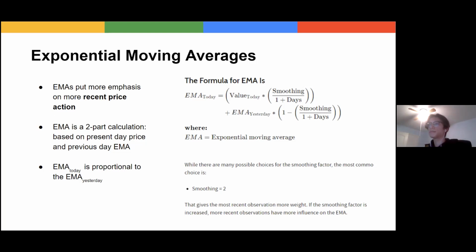Cool. So you may be wondering how the first EMA value is calculated, given that the formula references the previous day EMA value. Let's say, for example, you have a time period of 20 days, and you want to calculate the EMA value for day 1. In order to do this, you need to use the simple moving average from the previous day as the first day EMA, for quote unquote yesterday's EMA.